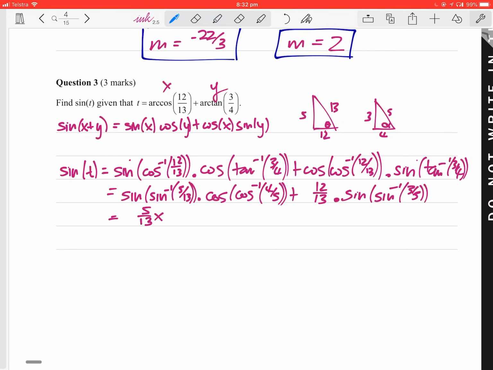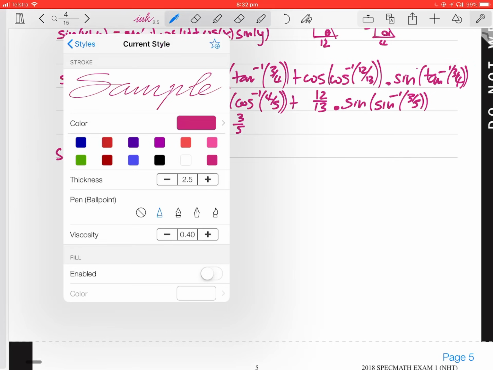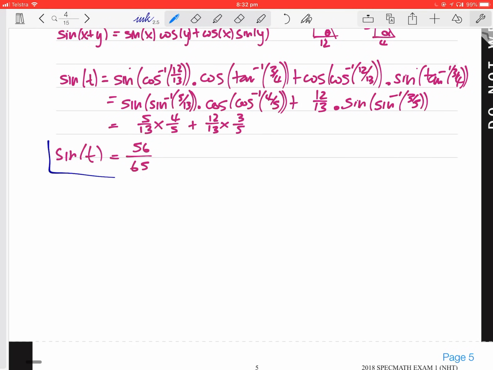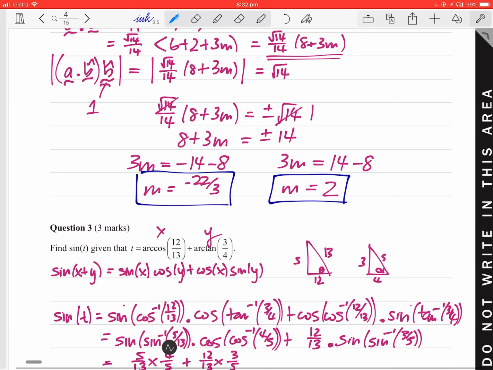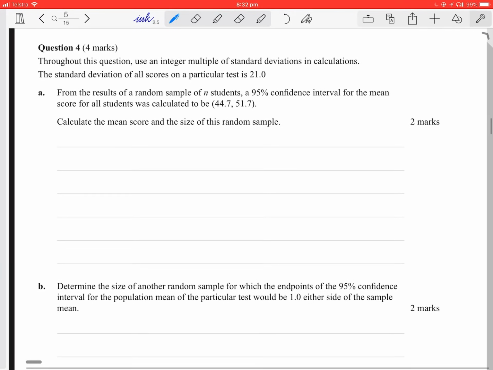5 on 13 times 4 on 5 plus 12 on 13 times 3 on 5 is 20 on 65 plus 36 on 65. What's 20 plus 36? 56 on 65. Sine t equals 56 on 65. Hopefully that's right.